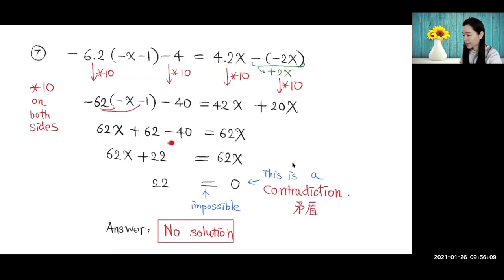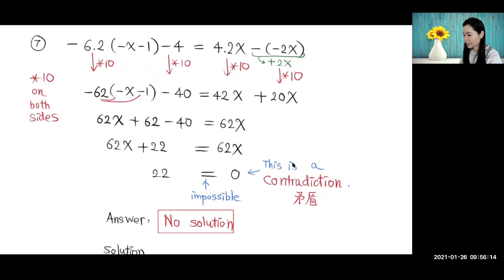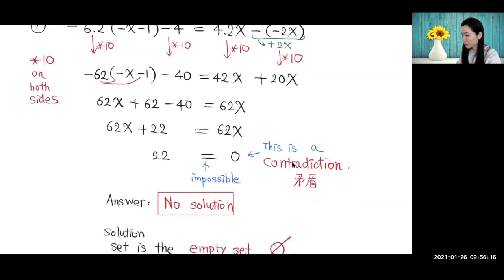Now simplify the left side of the equation. 62 minus 40 is 22. Now we will subtract 62x on both sides. So let's say subtract 62x on both sides.